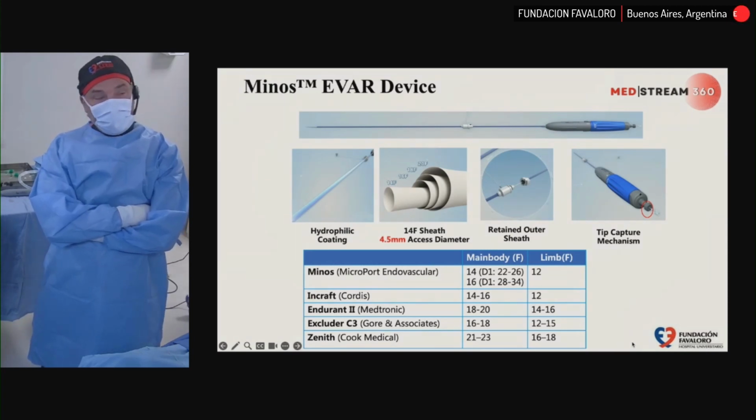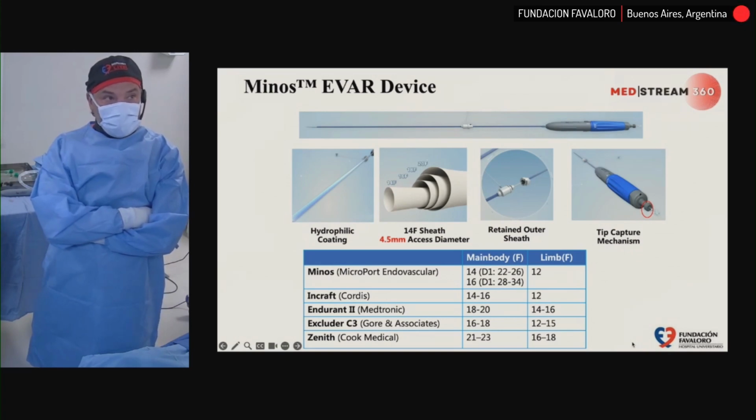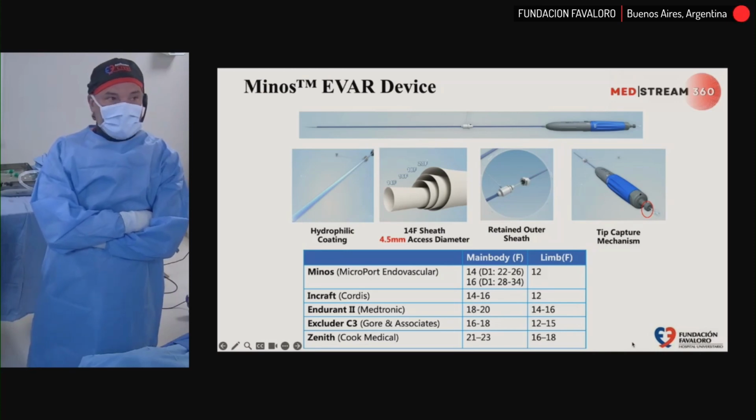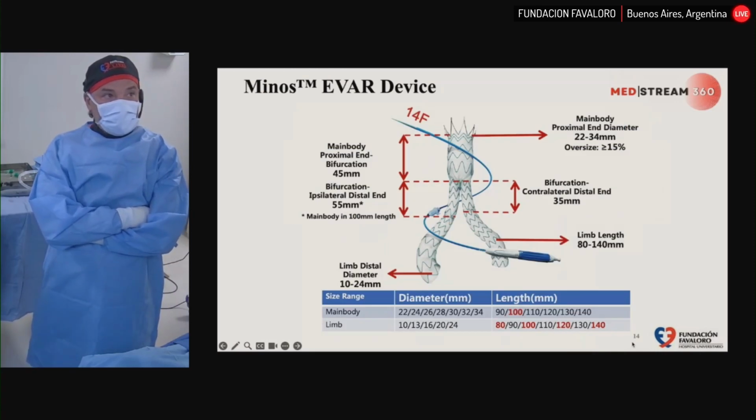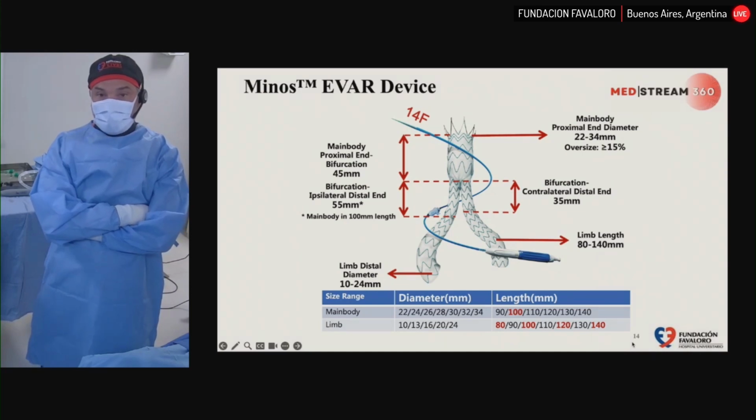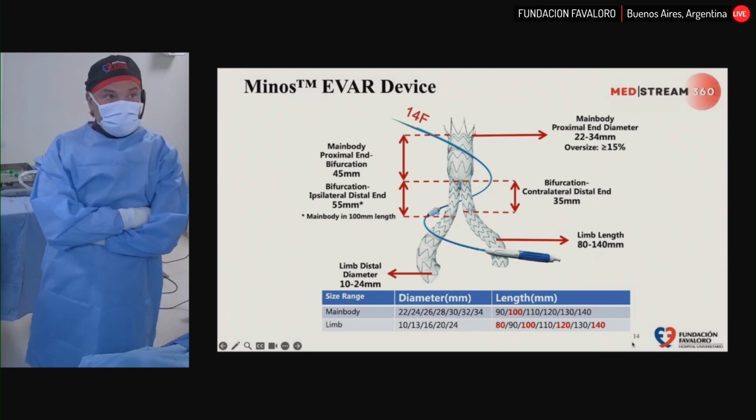This device that I'm going to show you has an inline sheath that we can then use to introduce the ipsilateral iliac branch. This is the main body configuration, 45 millimeters for the main body, then the two limbs, the right or ipsilateral side is 55, so it's going to be 110 millimeters from the ipsilateral side and about 80 from the contralateral side. So we have enough space in this abdominal aorta, which length is 10 centimeters.